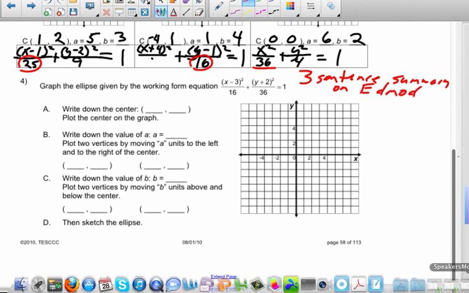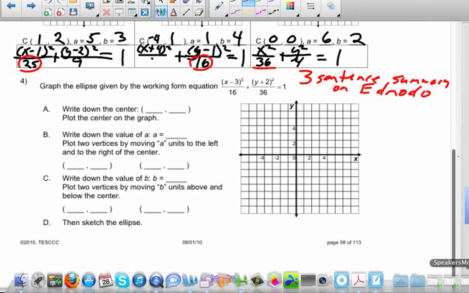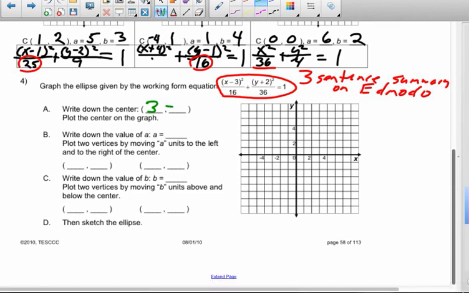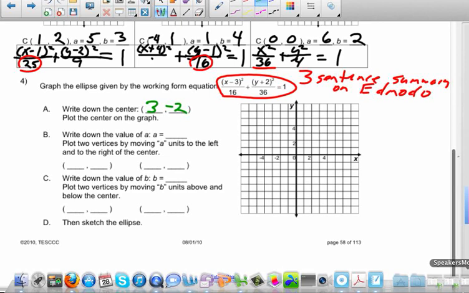Okay. So the first thing we need to do here is, you'll notice they gave you an equation and they want you to graph it. So we write down our center. That's in here, it's a -3, which means we have to change the sign. That's a 3. The y is in here, it's a +2, so that's going to make that a -2. And then you plot this point on the graph. So I'm going to go to 3, -2, and there's my center.